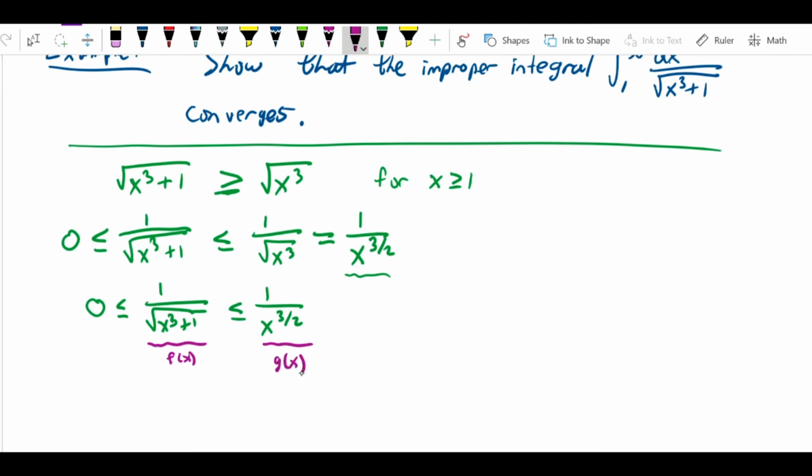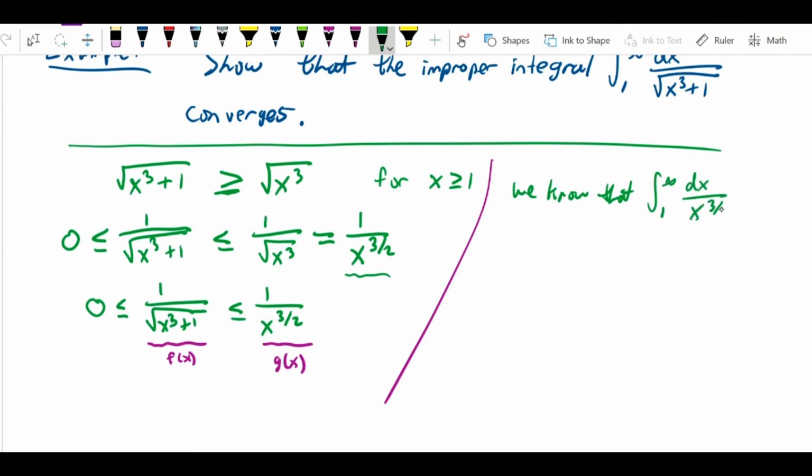Okay, now, what do we know? We know that the integral from 1 to infinity of dx over x to the 3 halves converges. How do we know that? We know it because it's a p integral where p is equal to 3 halves, which is greater than 1. And we know that if it's a p integral with that property, it converges. This is why we covered p integrals and their convergence properties, so we could compare them to other integrals.